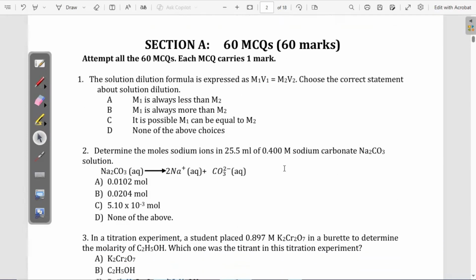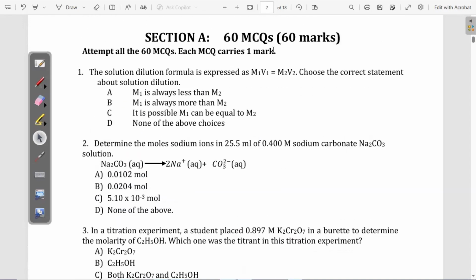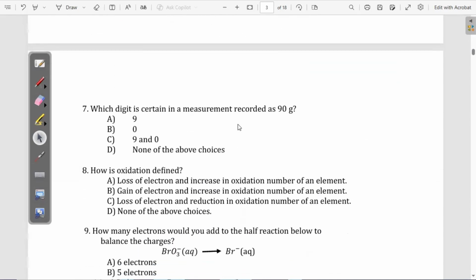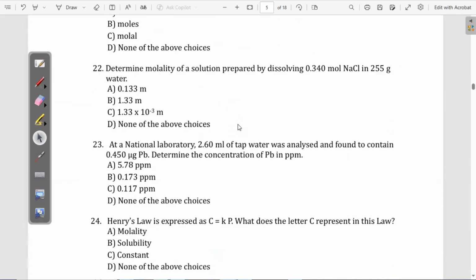By the end of this video, you guys should be ready for the exam, because what they ask is just the same thing, just different numbers and different formulas. That's all. You can see section A has 60 multiple choice questions. We're going to answer all of them that you can see here.